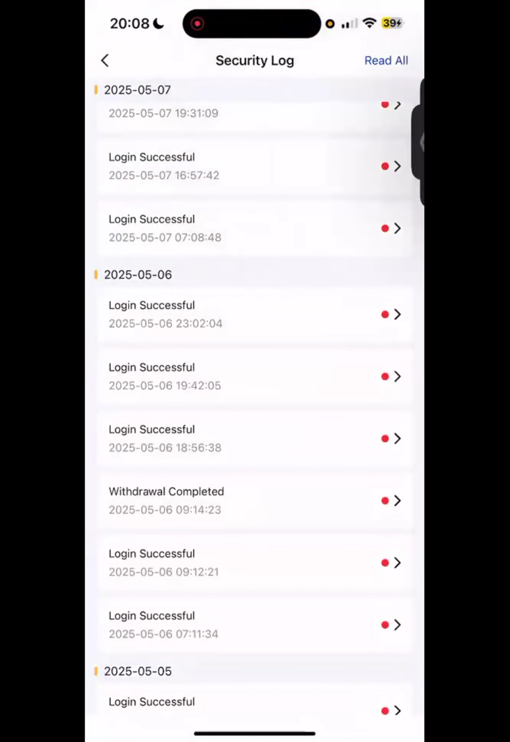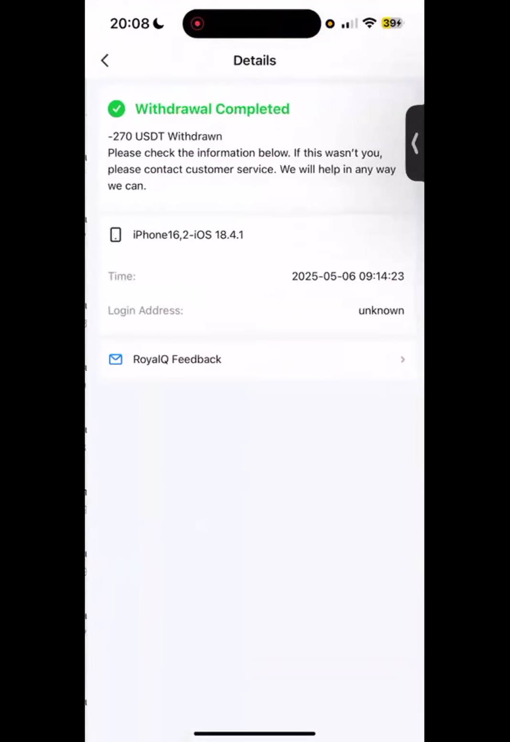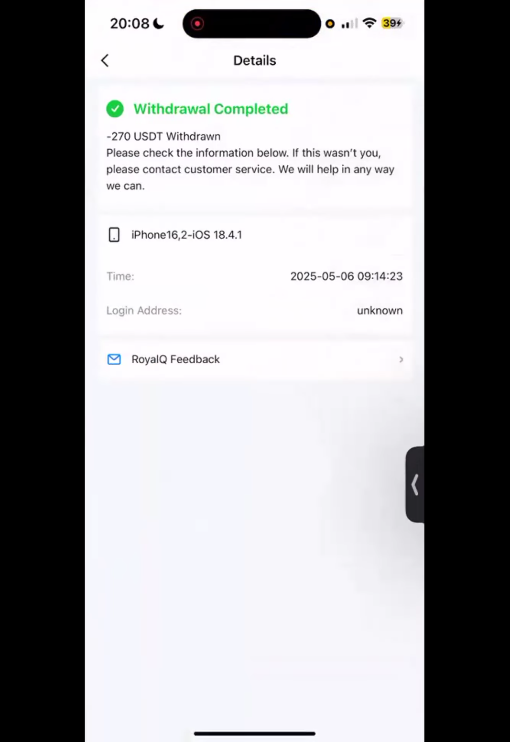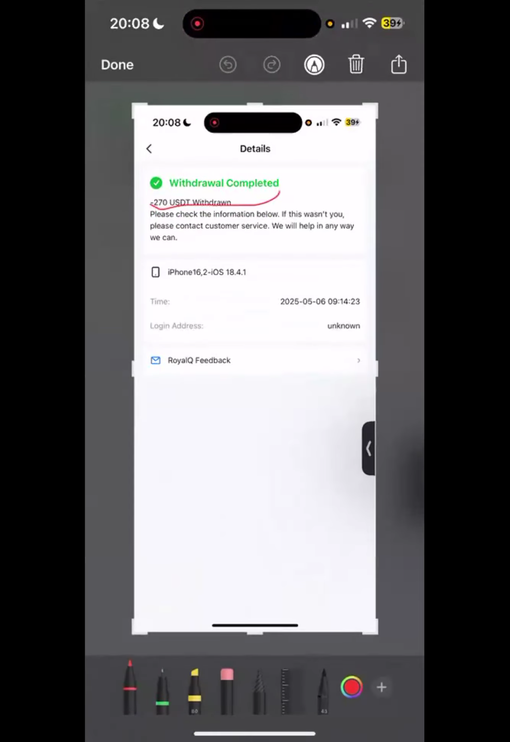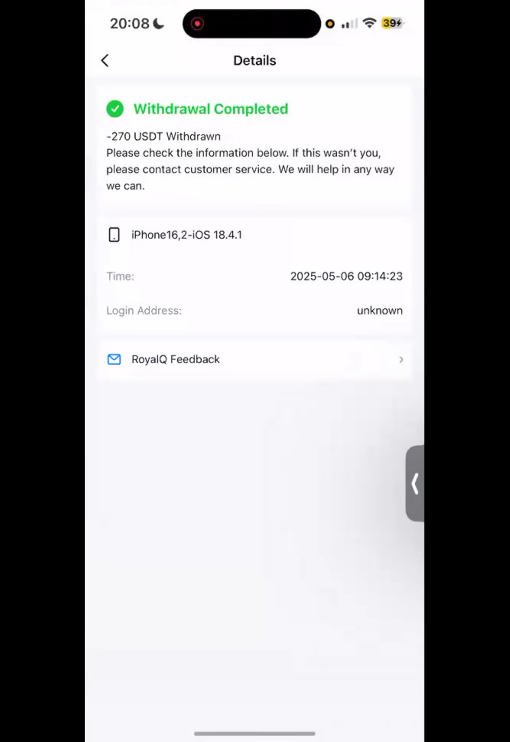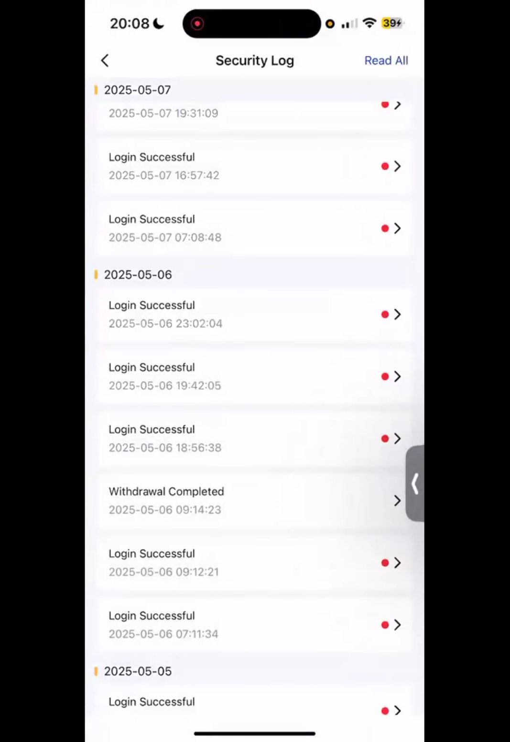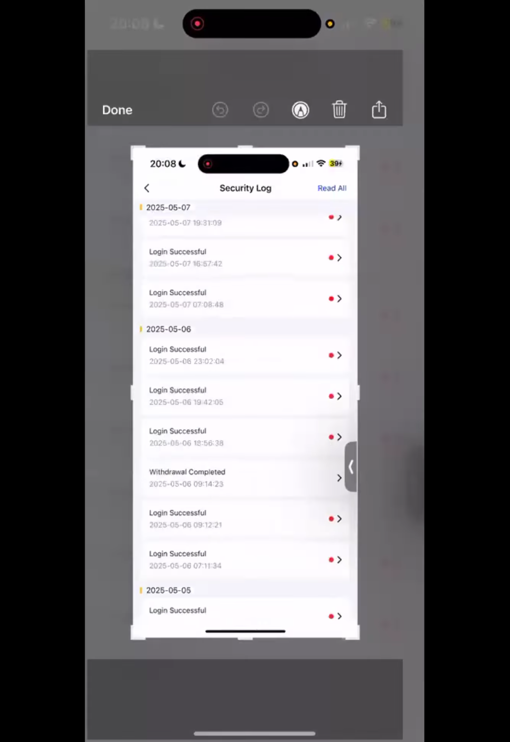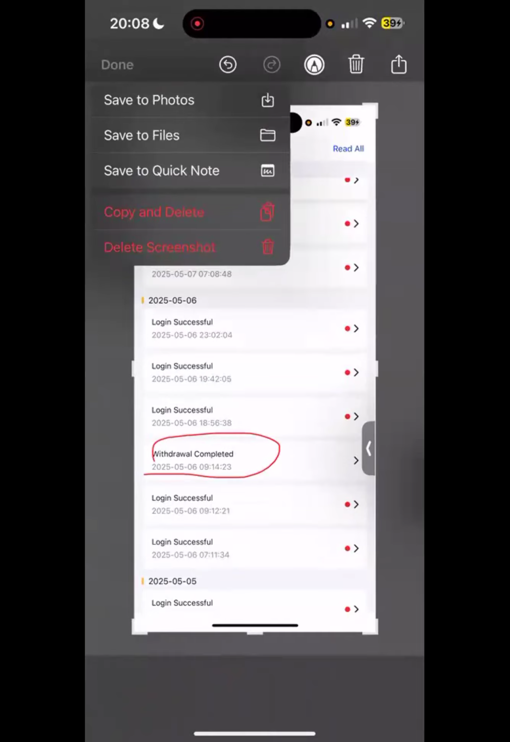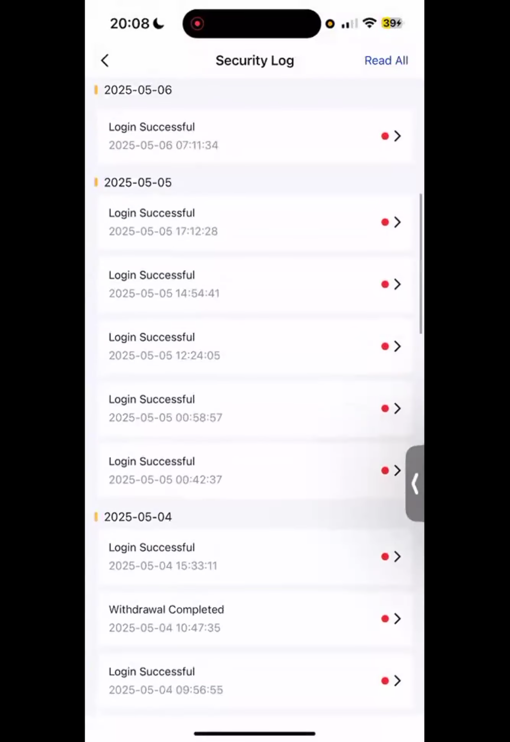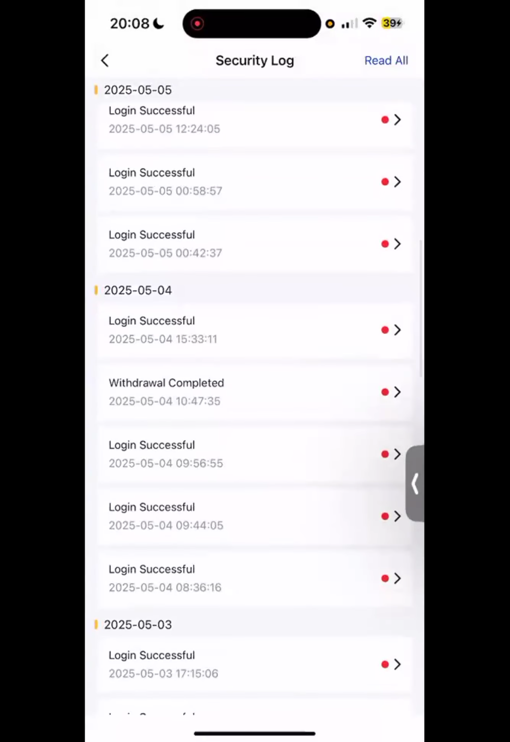All right. So this is the security log. You can see withdrawn successful, 270 USDT withdrawn. So under the security log, you could still get withdrawal notifications, not only logins. Anytime you make a withdrawal, you would see the notification under the security log.